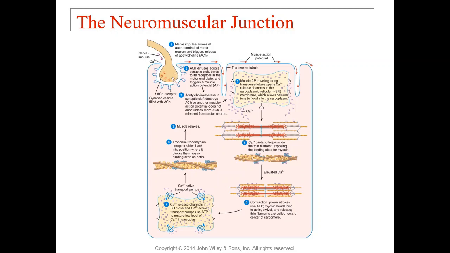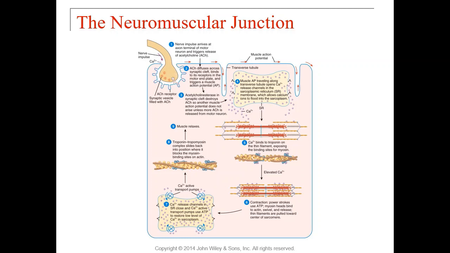the muscle cell to depolarize and generate its own action potential, which will travel across the entire plasma membrane and down a T tubule, where it will trigger the release of calcium from the sarcoplasmic reticulum. And then that calcium will bind to troponin, causing troponin and tropomyosin to move away from the myosin binding sites on actin, while myosin heads will hydrolyze ATP to form the cocked position.